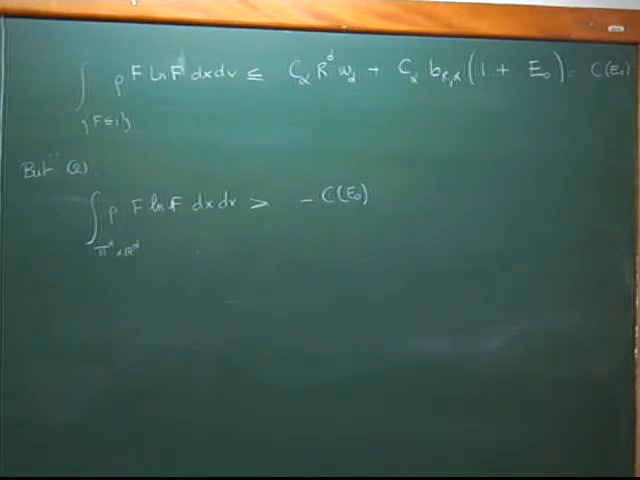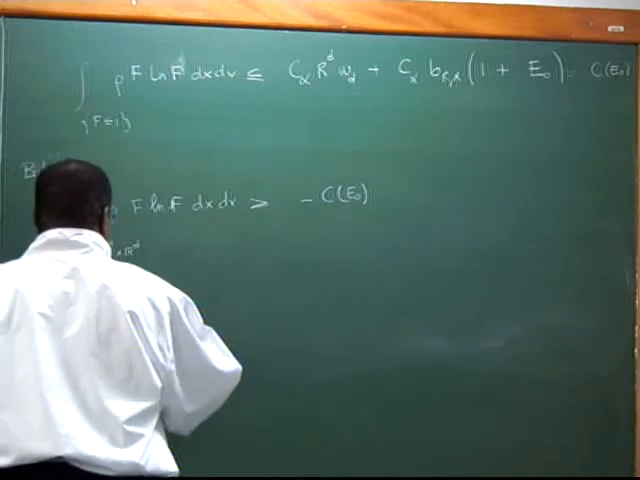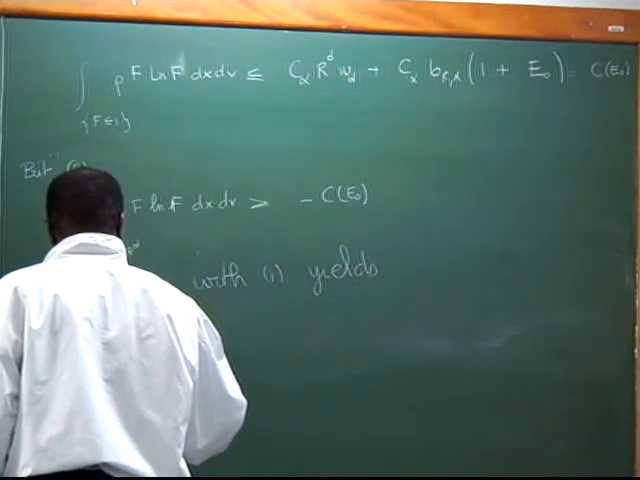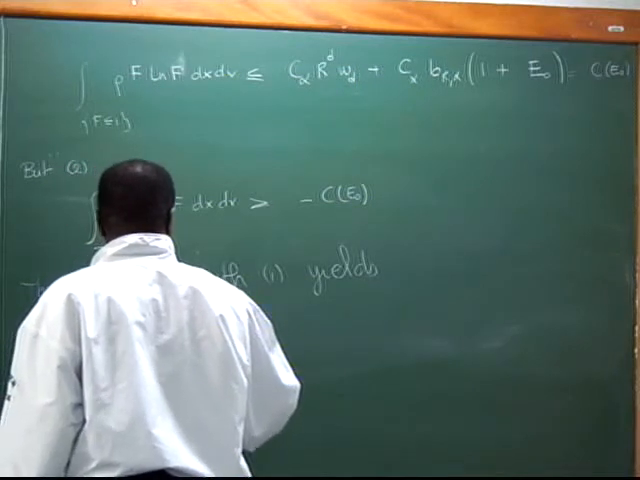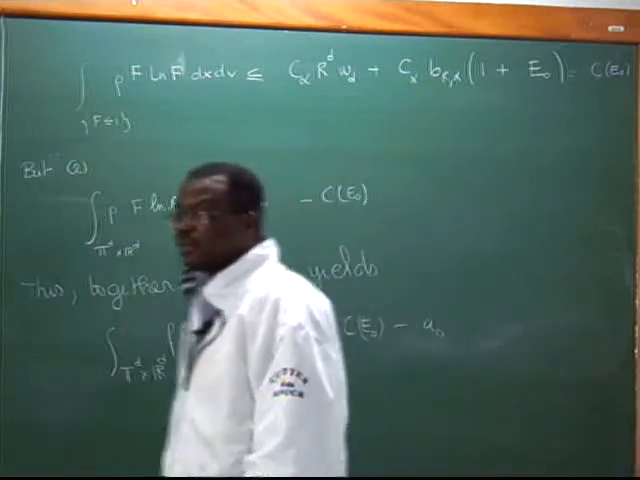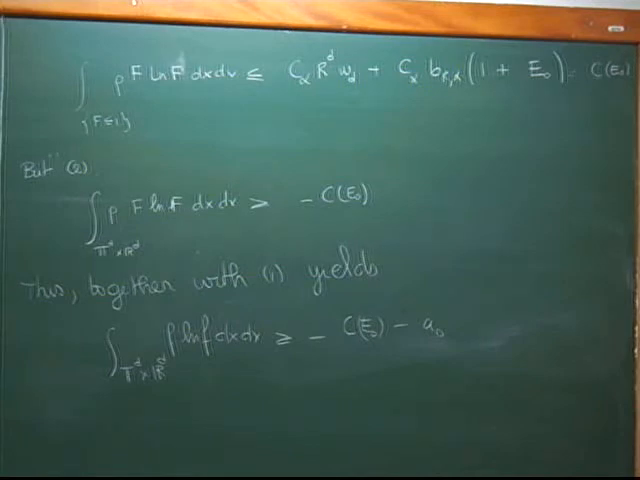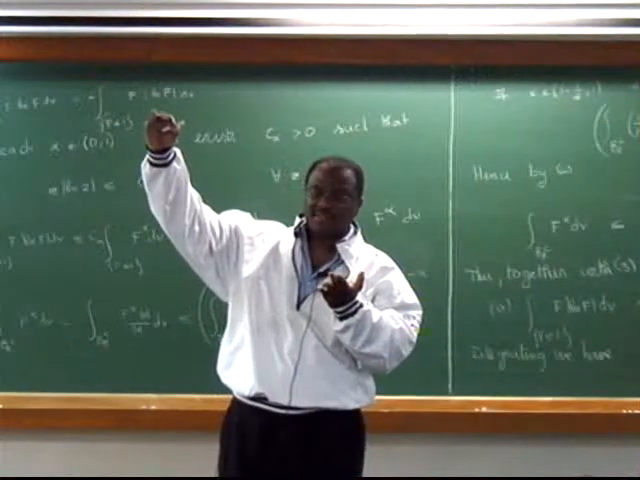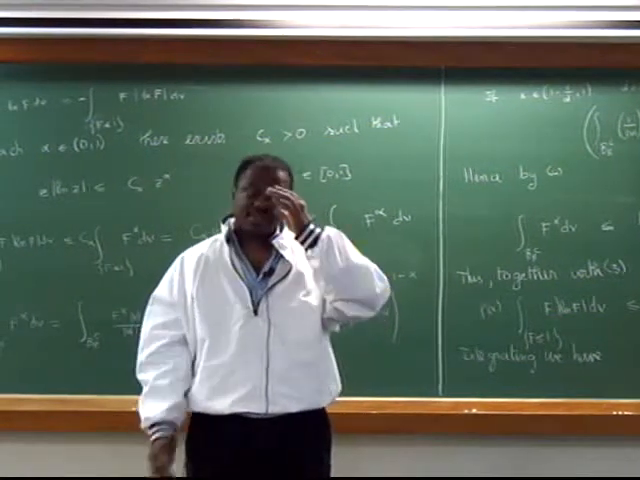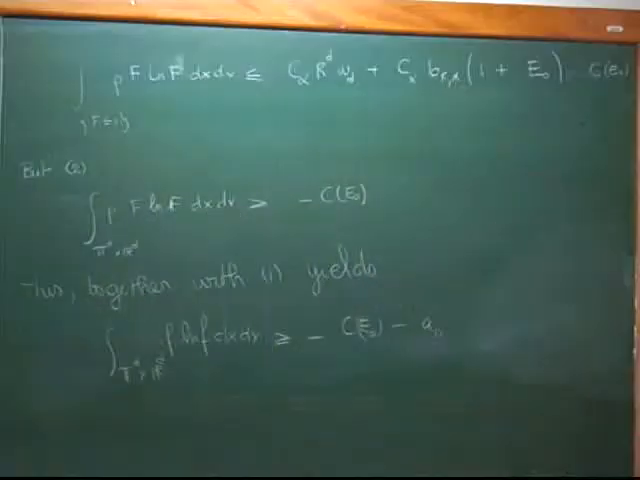Now, I can use 1. This together with 1 yields that the integral over Td cross Rd of F log of F dx dv is greater than negative c of e naught minus a naught. And so we have a uniform control which is independent of f. So I have shown that the entropy is bounded below. If I show that it is bounded above, then it is bounded, period, below and above. So since we are going to show that the entropy is decreasing, it will be bounded above. And that will show that the entropy is bounded below and above.